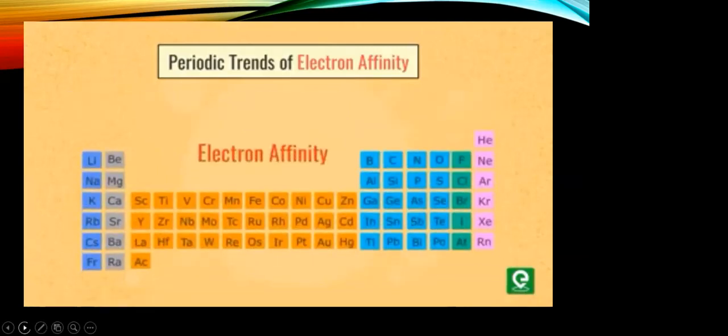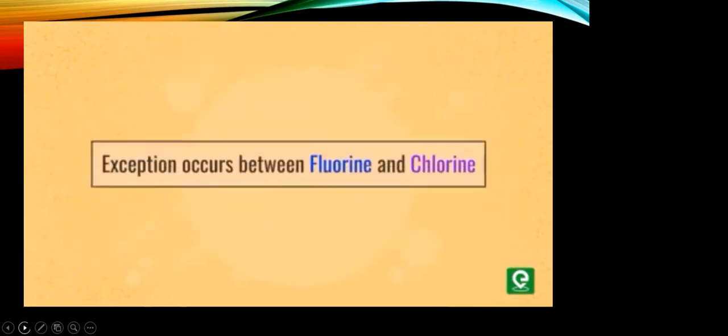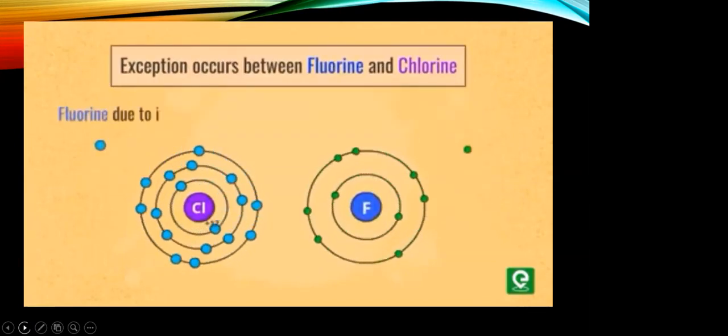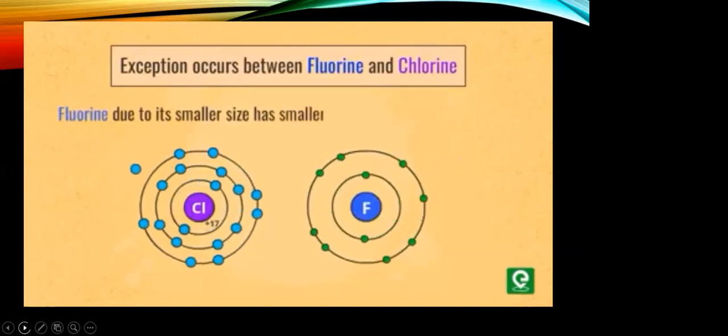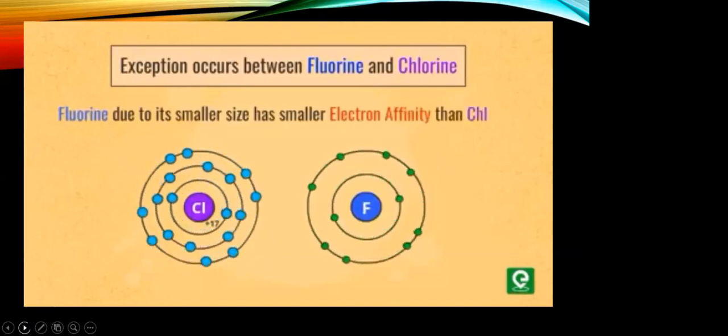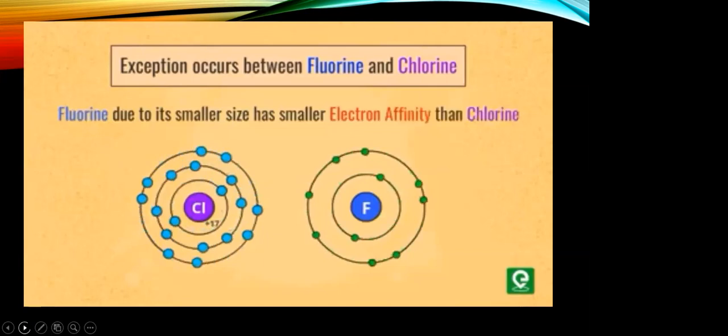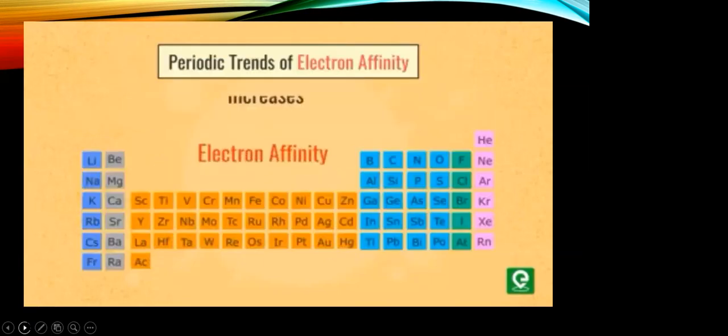In a group, electron affinity decreases from top to bottom. An exception to this rule occurs between fluorine and chlorine. Fluorine, due to its smaller size, has high electron density, resulting in a slightly smaller electron affinity than chlorine.